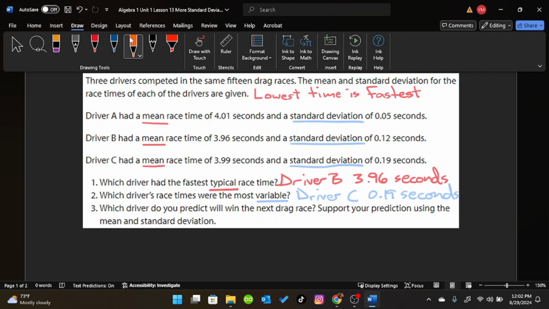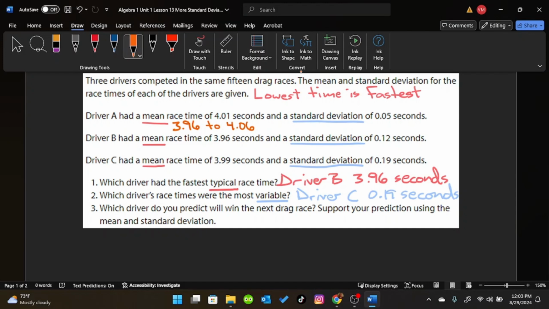And number 3, which driver do you predict will win the next drag race? Support your prediction using the mean and standard deviation. So, if I have a standard deviation of 0.05 and a mean of 4.01, that means driver A will be somewhere between 3.96 to 4.06.